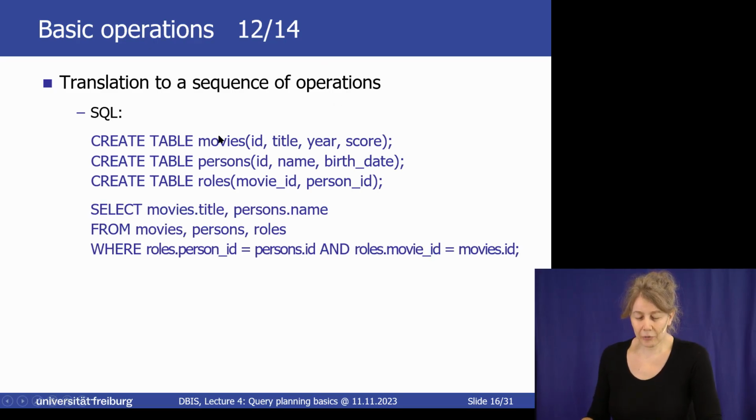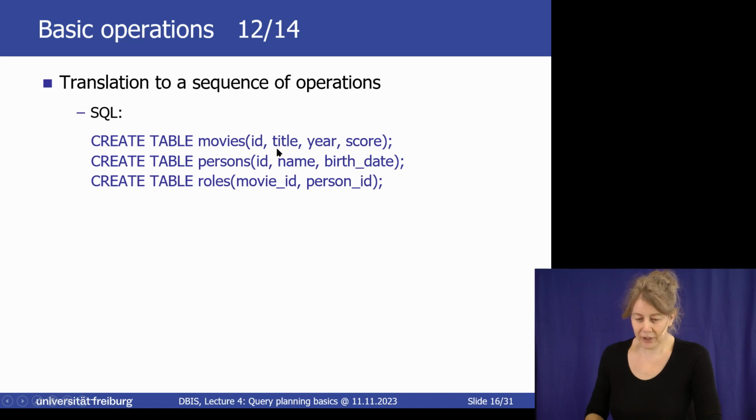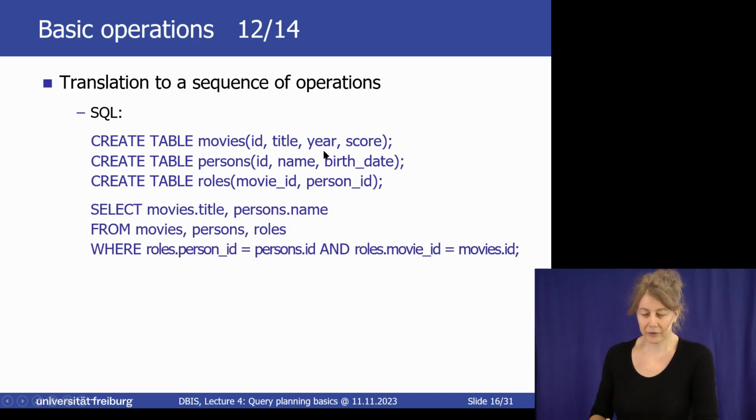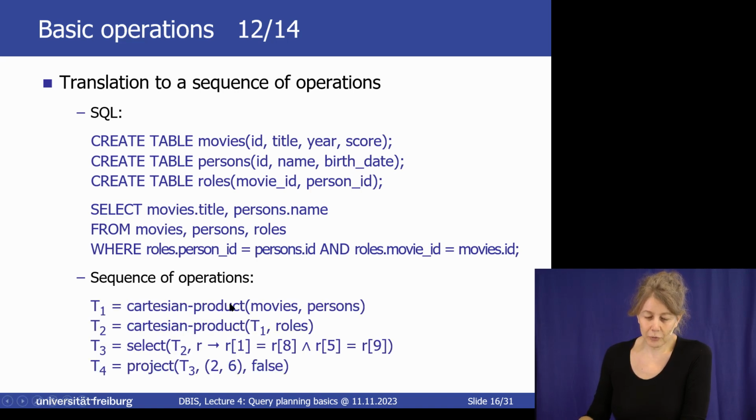So let's take 3 tables. You should be familiar with them. That's our movies table, and everything has an ID: title, year, score, the IMDb rating. Then persons: ID, name, birth date. And then roles is who played in which movies, so these are foreign keys referencing these primary keys. And here's a query. Let's look at this written as a sequence of operations, and let's go through this one by one.